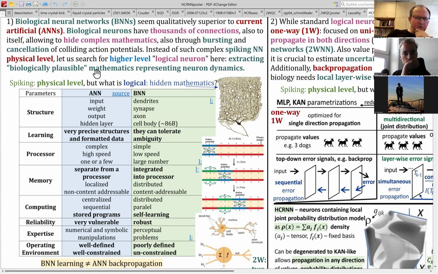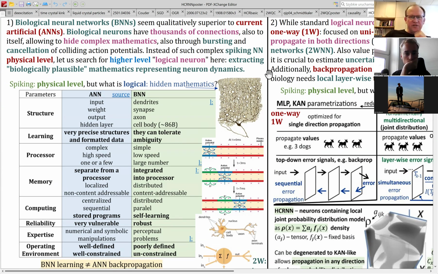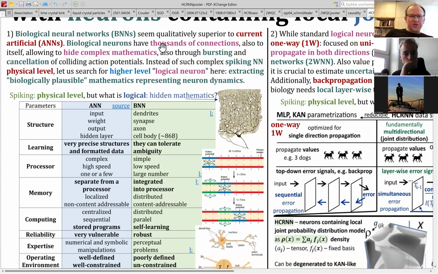In this, the current artificial neural networks and biological are quite different. So still the biological seems superior. So the question is how to catch up with artificial. So there are approaches with the spiky neural networks trying to recreate the behavior of the spikes. However, the neuron is extremely complicated, so it looks too complex to do. And there are many hidden dynamics like bursting, like the cancellation of colliding action potential. So this might be too low level to properly recreate the behavior of biological neurons.